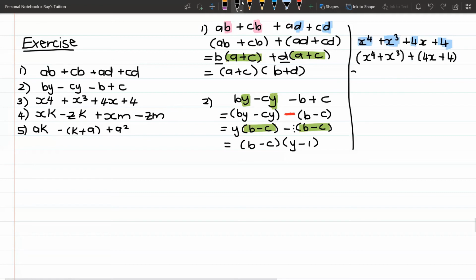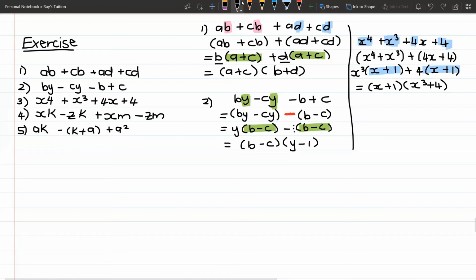Then let us take out the x cubed as common, and then we have x plus 1 once we factorize it, and here we have 4 times x plus 1. Once again, having a look over here, the x plus 1 is common between the two terms. So this here is x plus 1 times x cubed plus 4.